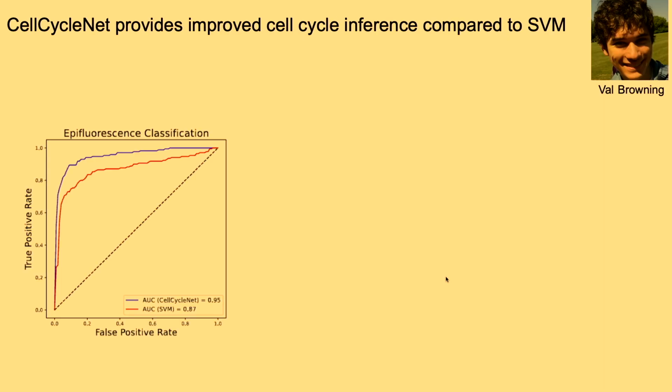On one of the datasets, the epifluorescence dataset, here I'm showing you the ROC curves of our model, the blue curve, cell cycle net, compared against the red curve, the SVM curve. As you can see from the ROC curve, our model significantly outperformed the SVM model in terms of classification performance. We achieved 0.95 area under the ROC curve.